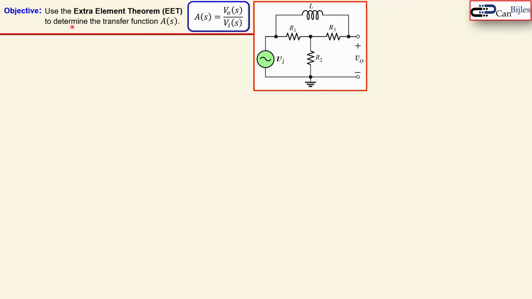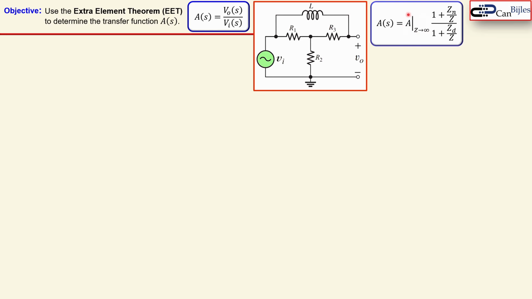So how do we work it out using this Extra Element Theorem? We have discussed this in the previous videos, so we will apply again the same steps to determine our transfer function. Now, in general, we know that our formula for our transfer function is given by this expression. We have here a couple of parameters.